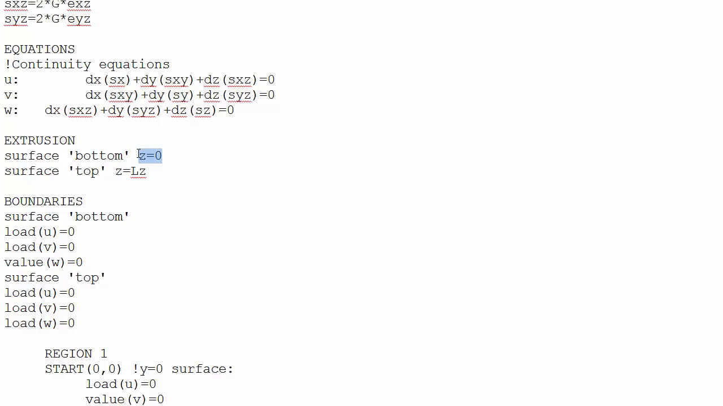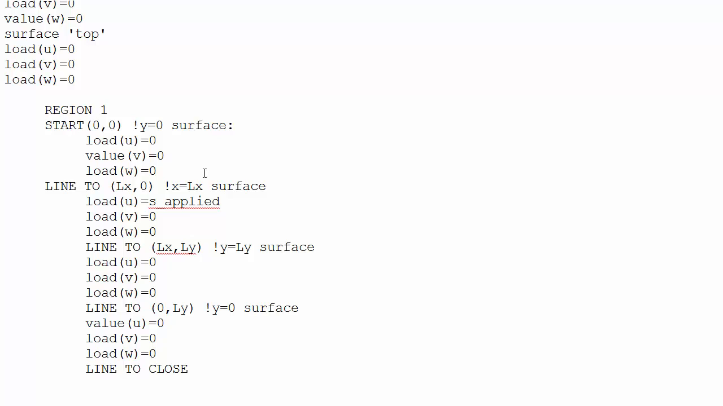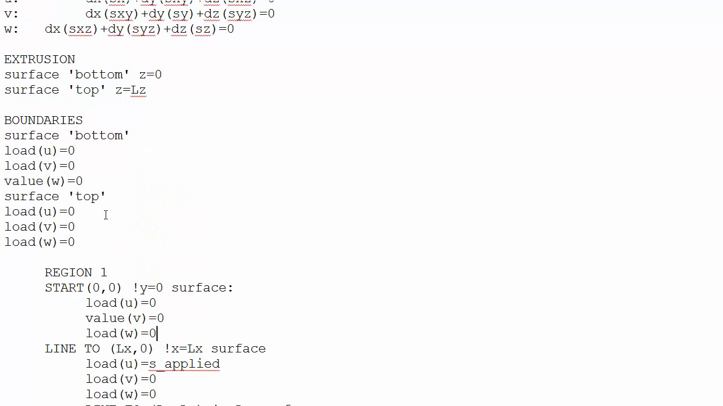So we go from Z equals 0 to Z equals Lz. And what's going on on all of the faces? We've got 6 faces. We set up the boundary conditions on the bottom surface here. And what you set up on that bottom line from 0, 0 to Lx, 0 applies on the entire face after you do that extrusion.